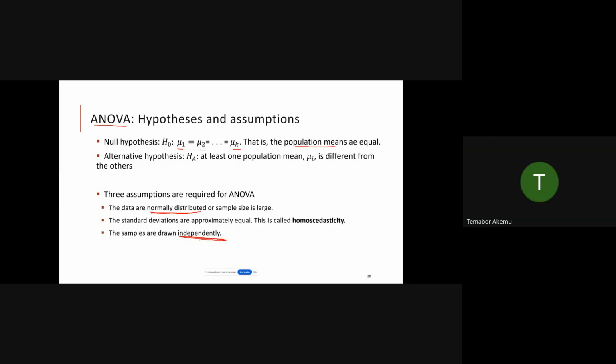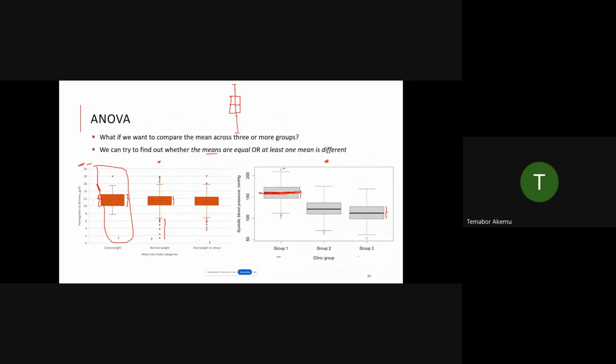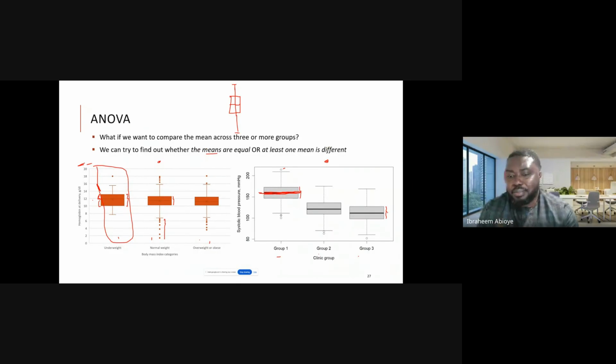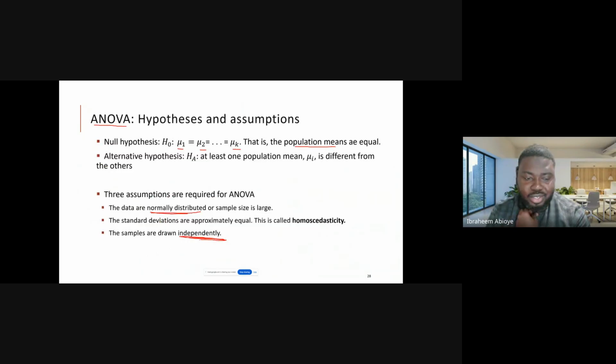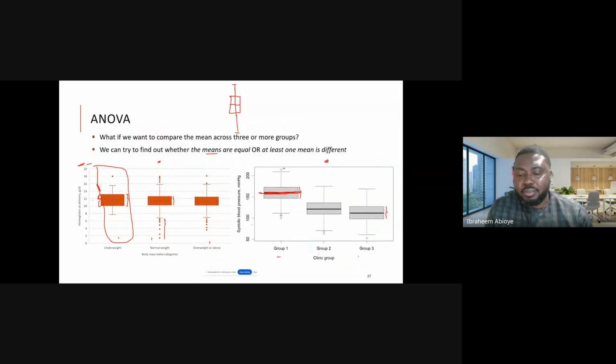I wanted to ask, if we are drawing the box and whiskers for the second plot, can we use ANOVA for it? That's the one for hypertension. So let's see. Can you try to answer the question yourself? Do the data look normally distributed? Let's assume that the data is normally distributed based on the full population. Are the standard deviations approximately equal? So let's see. What do you think?